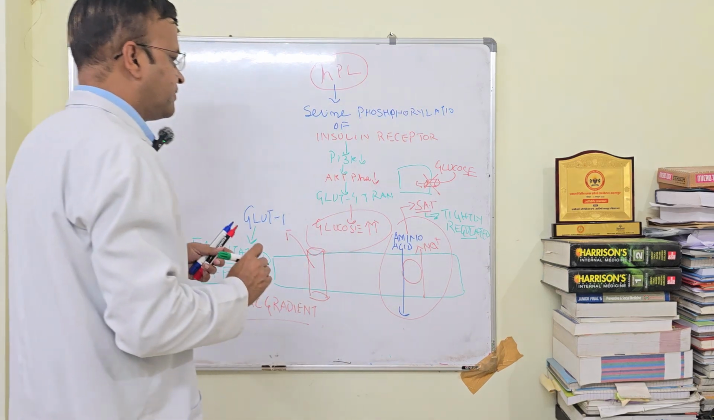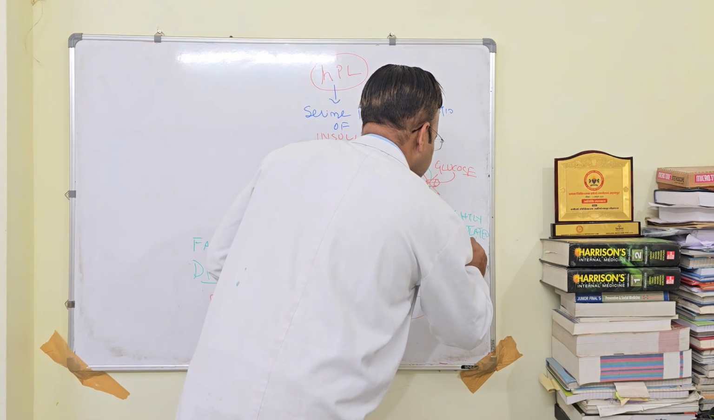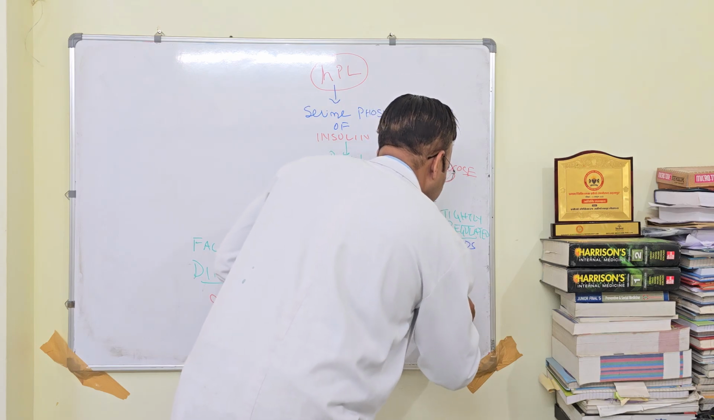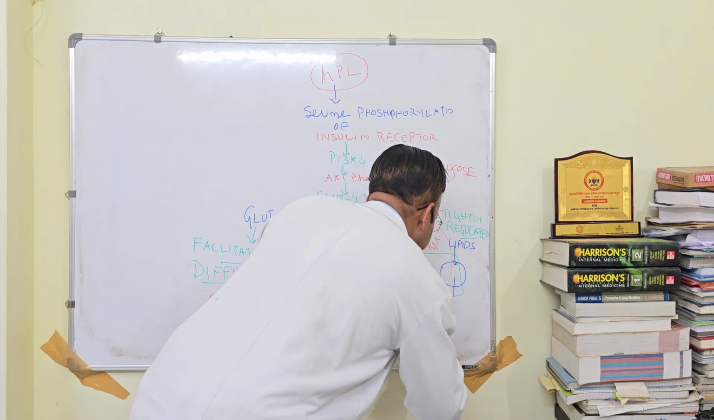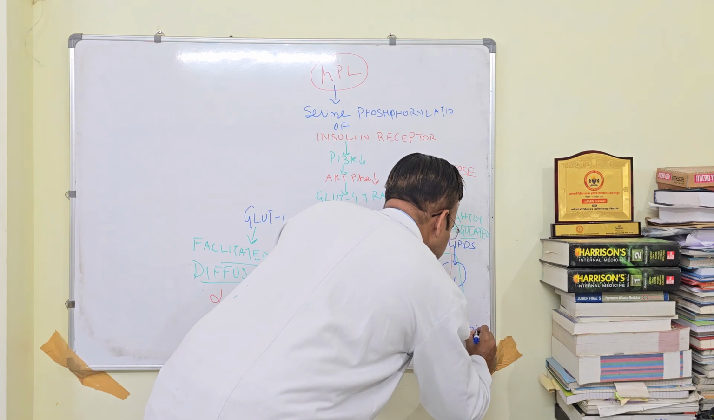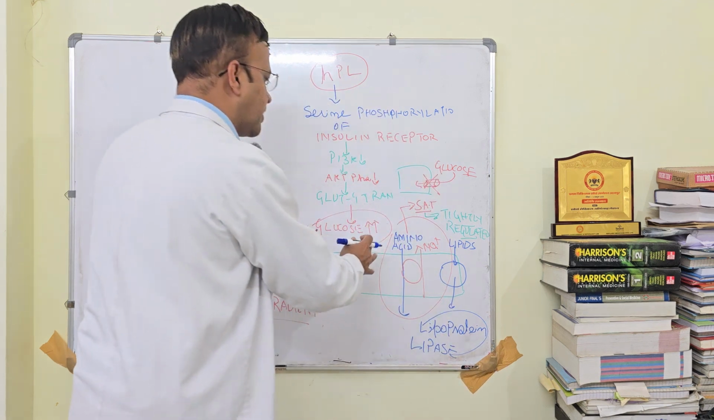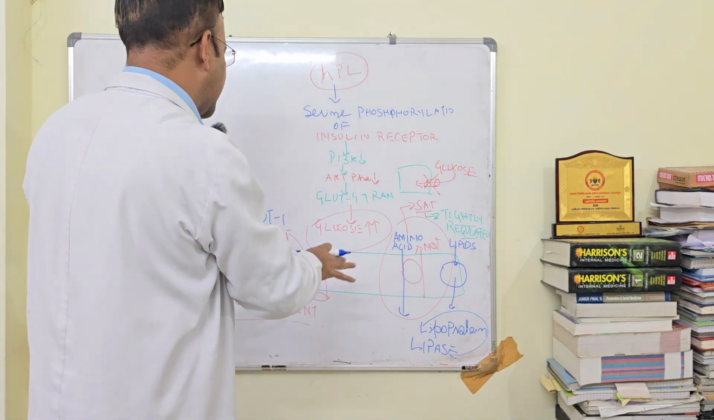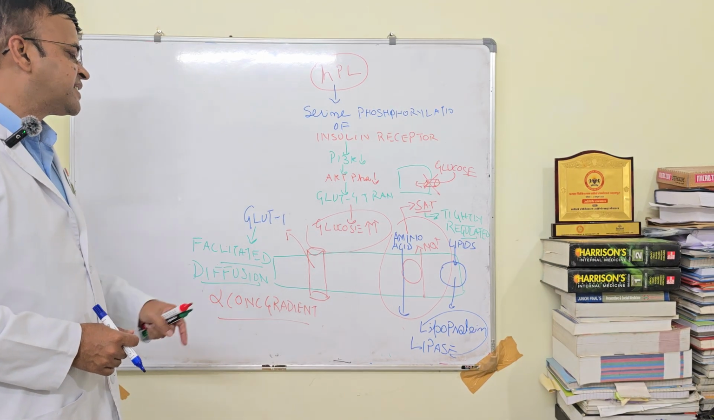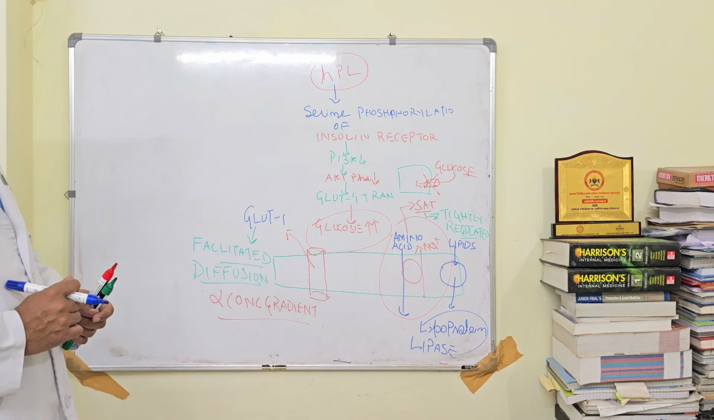Even the transport of lipids depends on lipoprotein lipase, and even that is tightly regulated. So be it amino acids or lipids, everything which crosses the placenta is tightly regulated. But in the case of glucose, we have the GLUT1 transporter, which works on the principle of facilitated diffusion. That means it is just transporting with the help of the concentration gradient.